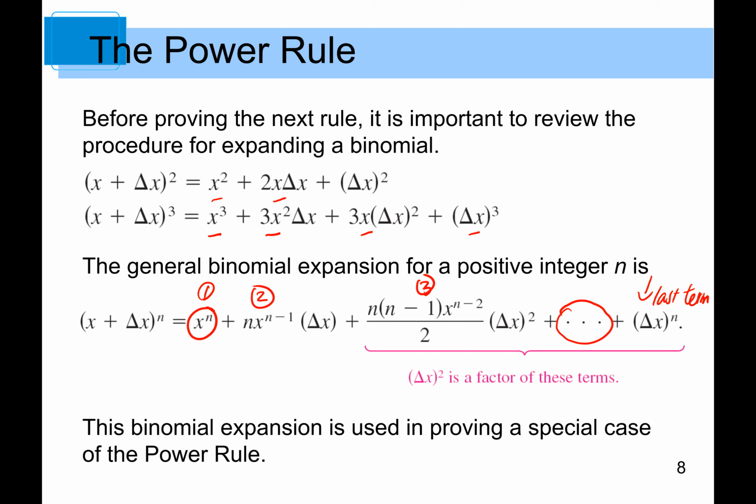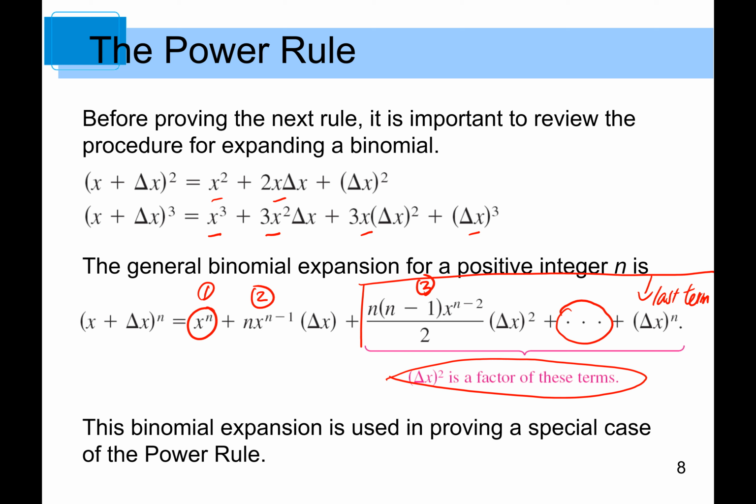As you can see, starting from the third term until the last term, the exponents of delta x are greater than or equal to 2. So (delta x) squared is a factor of these terms. I'll show you why this is important when we prove the power rule. Binomial expansion is used in proving a special case of the power rule. I'm going to show that in a second.